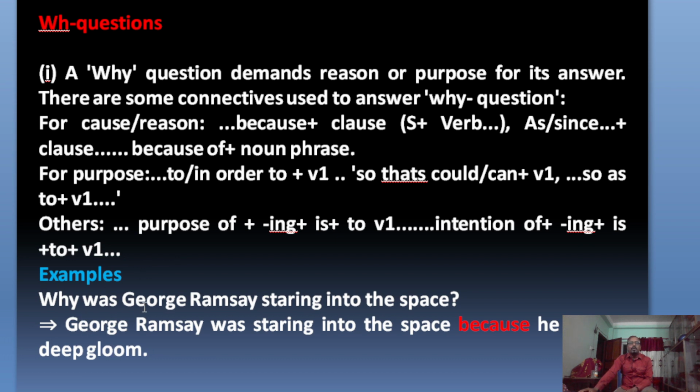Example: Why was George Ramsay staring into the space? George Ramsay was staring into the space because... Our answer: there is a why question, so we have to use because here. He was in deep gloom.